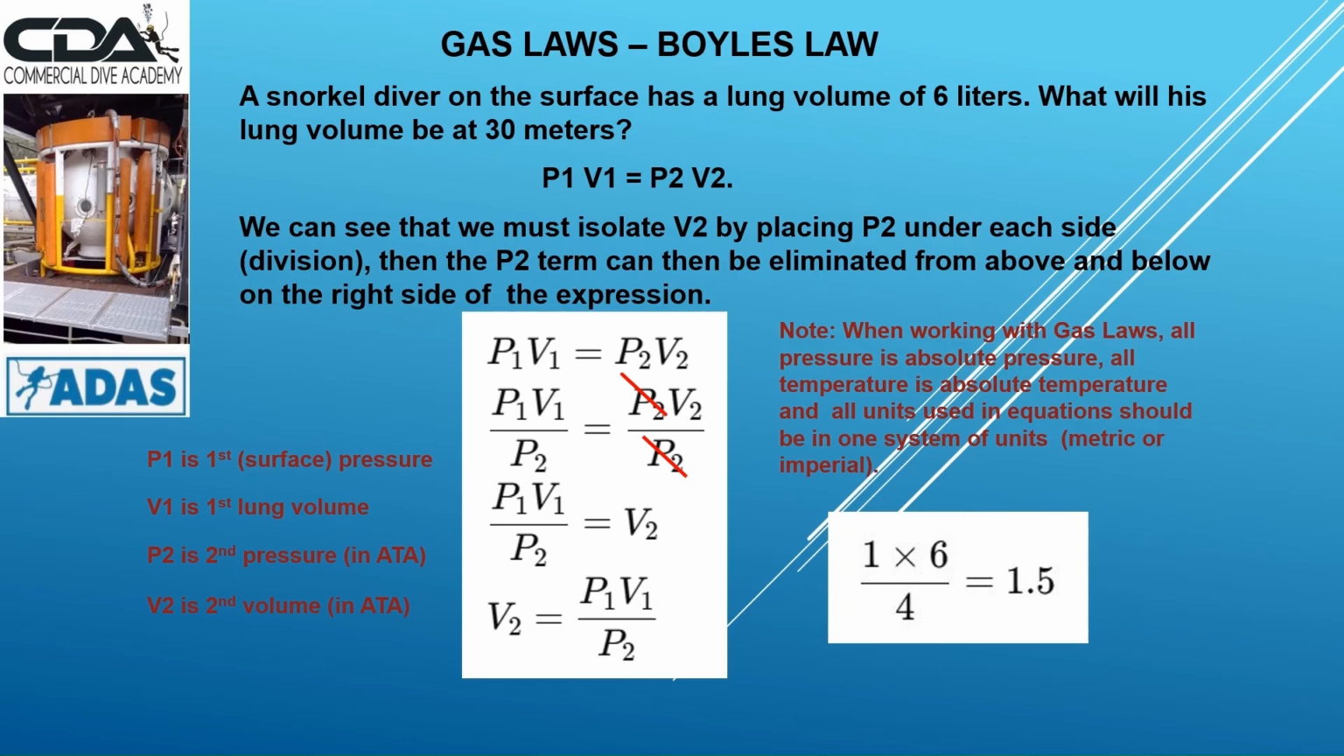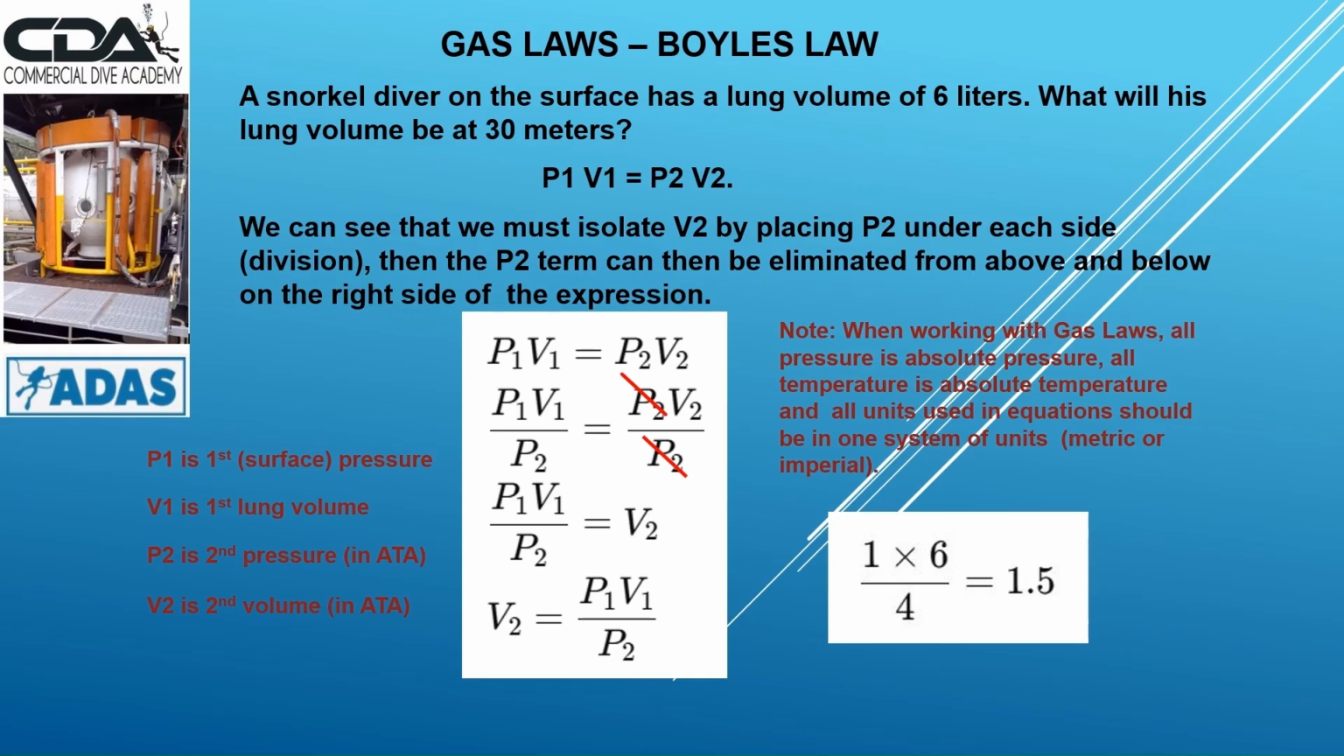Okay, then we can see that V2 equals P1 V1 over P2. We can swing the drawing around to make it easier to understand. If we do a calculation with P1 as the surface pressure, V1 is the lung volume, P2 is the second pressure in atmospheres absolute, and V2 is the second volume.